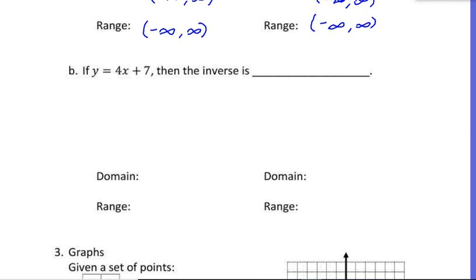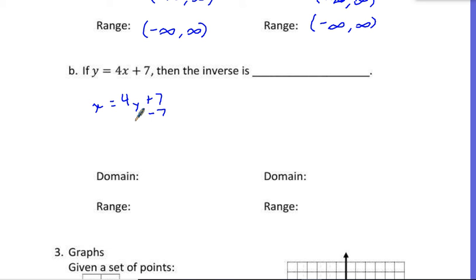Another equation to take a look at: y equals 4x plus 7. We're going to switch x and y. X equals 4y plus 7. Here I've written the equation in a way that you might be more comfortable with to get started. And then we solve for y.